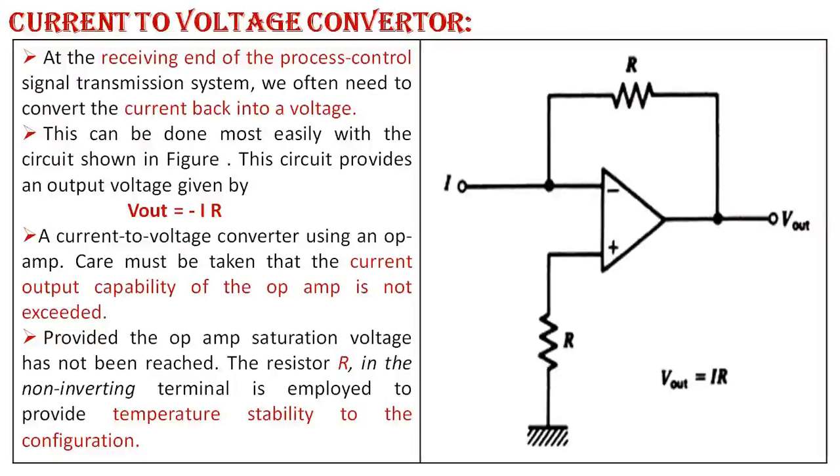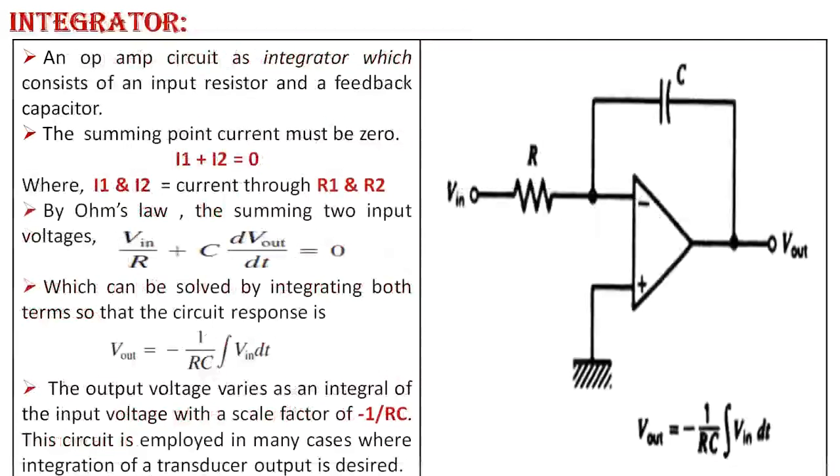Care must be taken that the current output capability of the op-amp is not exceeded, provided the op-amp saturation voltage has not been reached. The resistor R in the non-inverting terminal is employed to provide temperature stability to the configuration. Next one is the integrator.